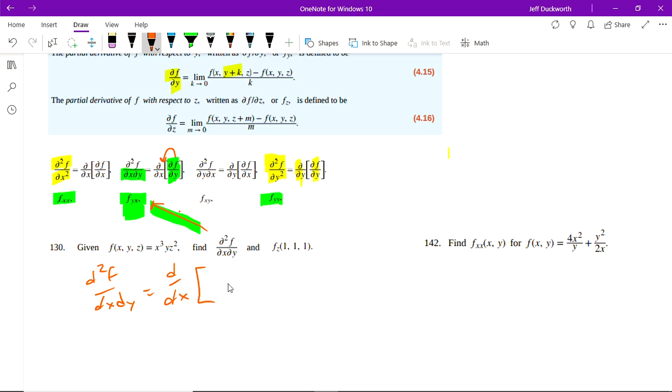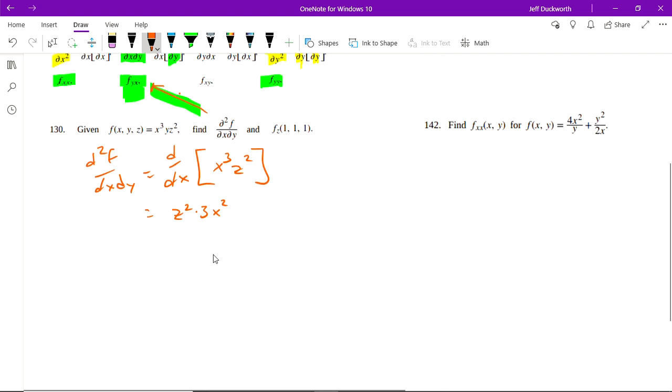So the derivative with respect to y, well, the x cubed and the z squared come out, and the derivative of y is just 1, so that's going to be x cubed and then z squared. And so the derivative with respect to x of that is then z squared is a constant, and then we have times 3x squared. And again, you can pull the 3 out if you'd like, but that's our answer to that.